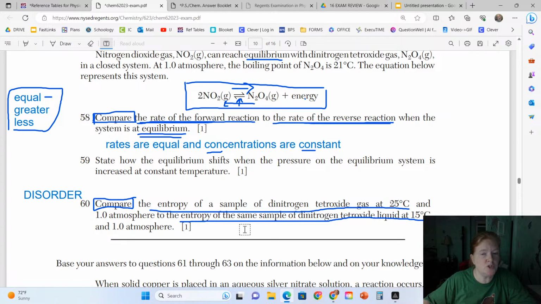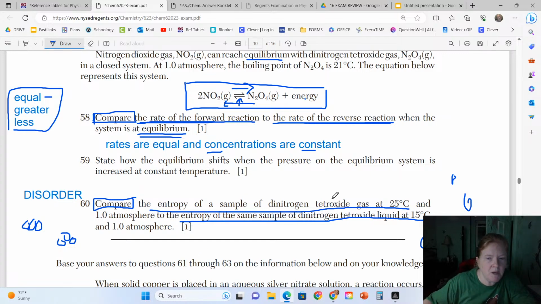So entropy is disorder. So if we think about the particles in a solid, the particles in a solid are real tight and close and organized, so they have low disorder. The particles in a liquid are a little further apart, so they have a little bit more disorder. But the particles in a gas are super far apart, right? So they have the most disorder. So if I'm comparing the entropy of a gas to the entropy of a liquid, which one has more entropy, or are they equal? Because those are my options, right? One of them has to have more or they're equal.